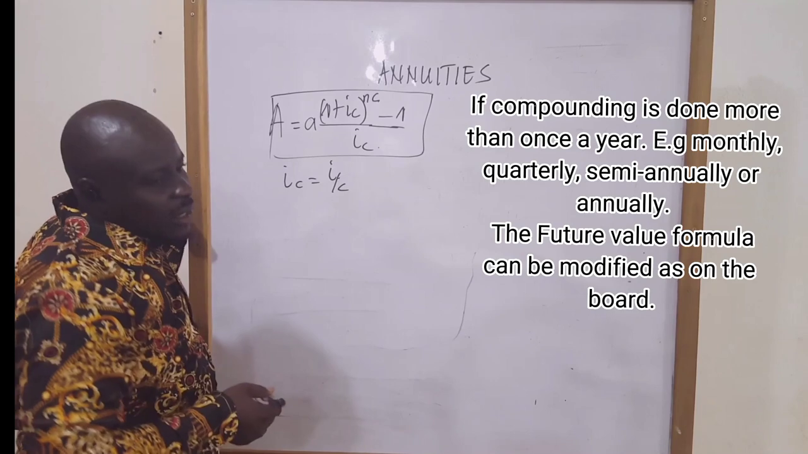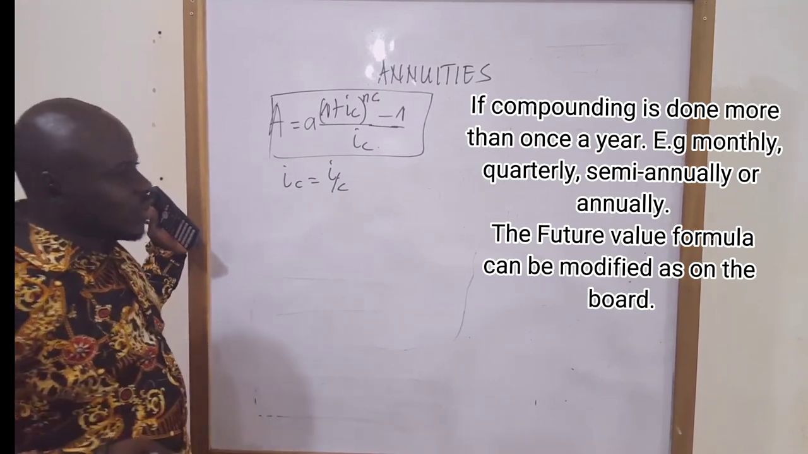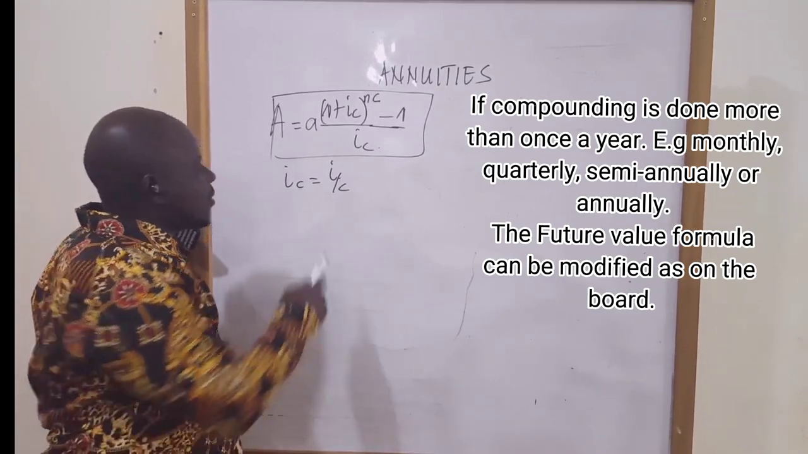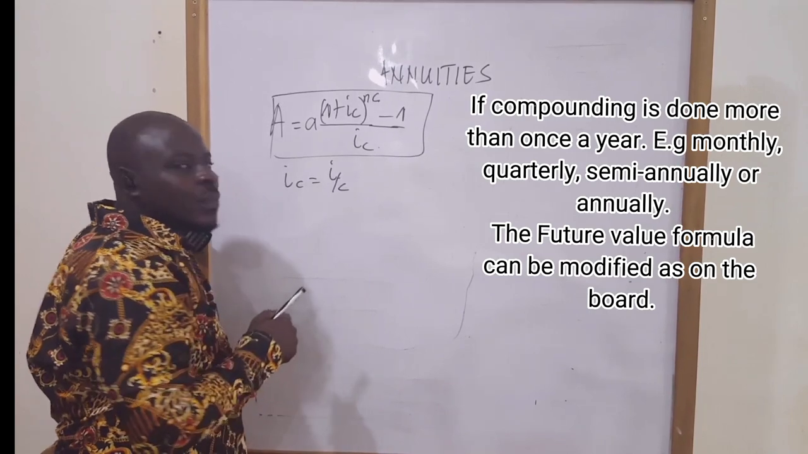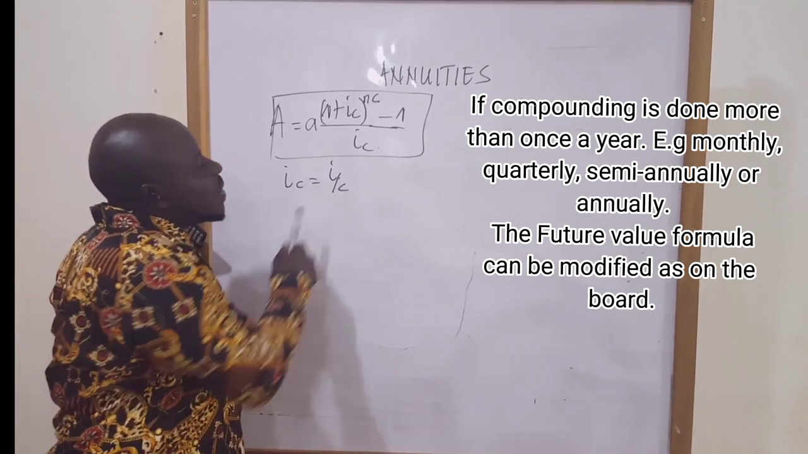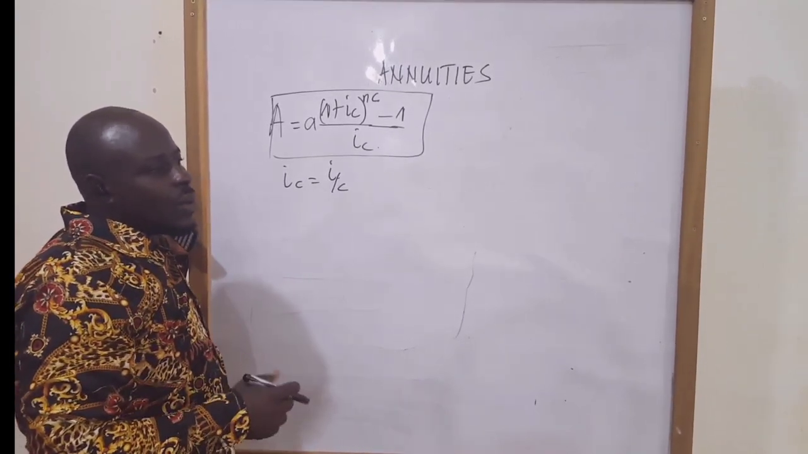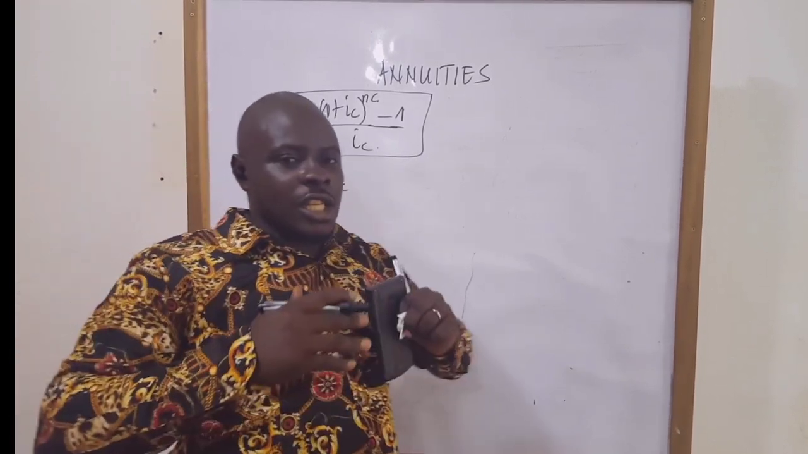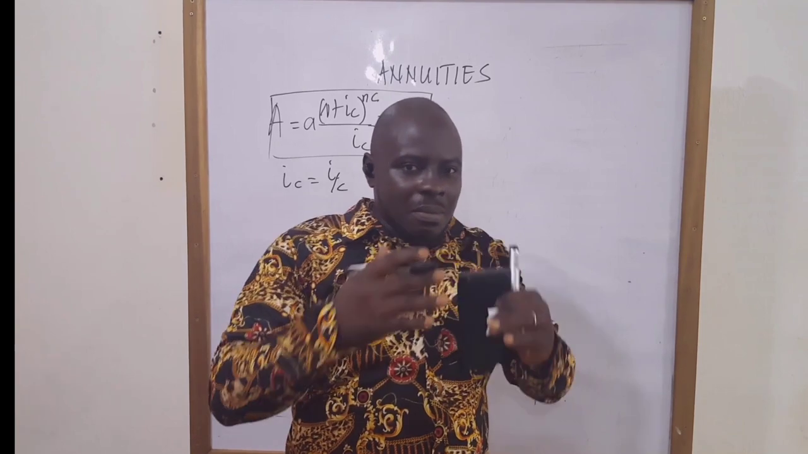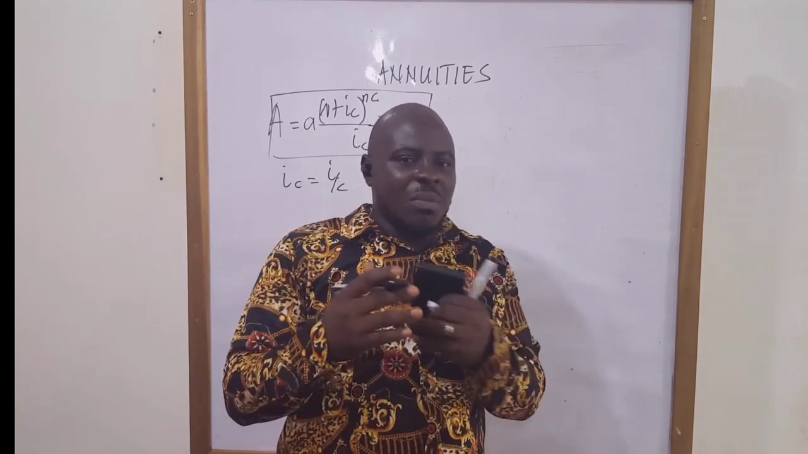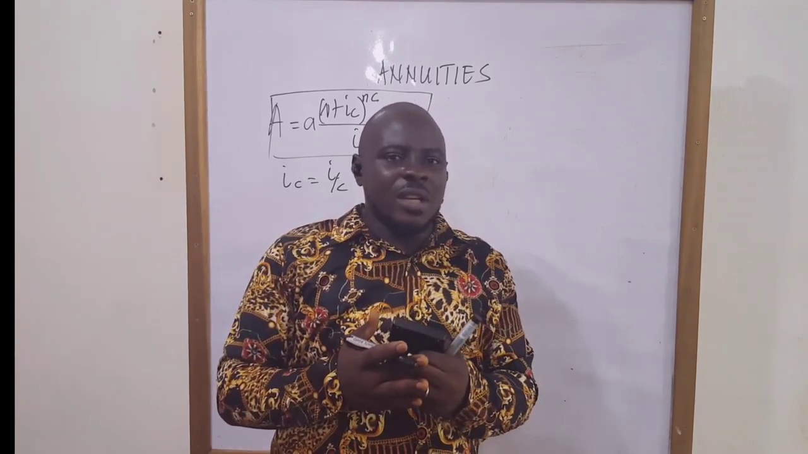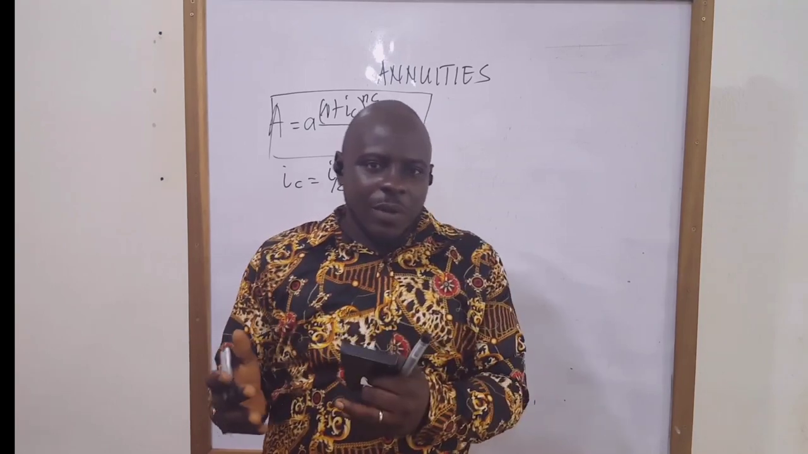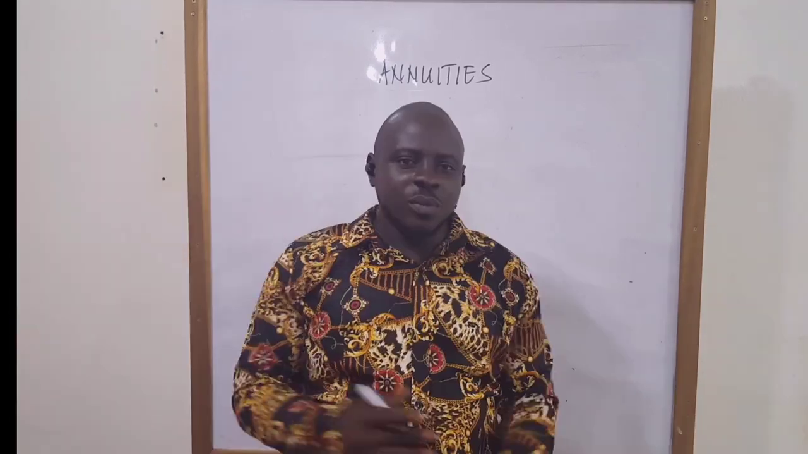Now, I'd like to say that if compounding is done quarterly, divide your annual rate by 4. If it is done semi-annually, divide your annual rate by 2. Now, I'm still going to take an example where the periodic deposit is made more than once a year and compounding is also equal to the frequency of the annuity.